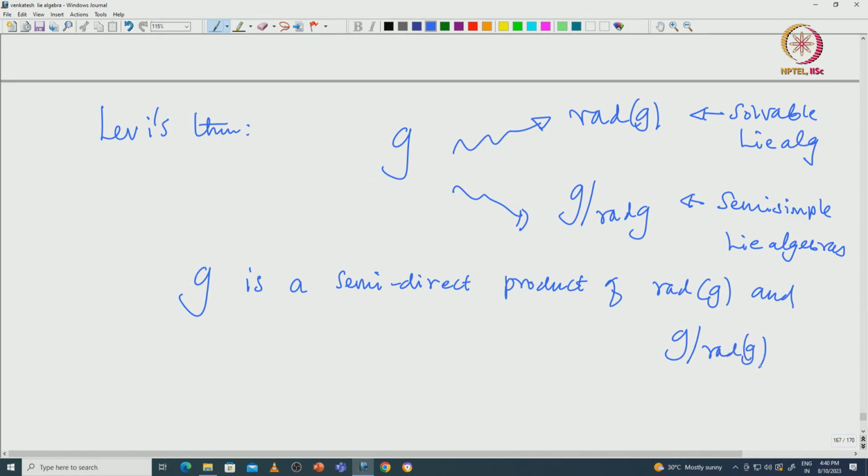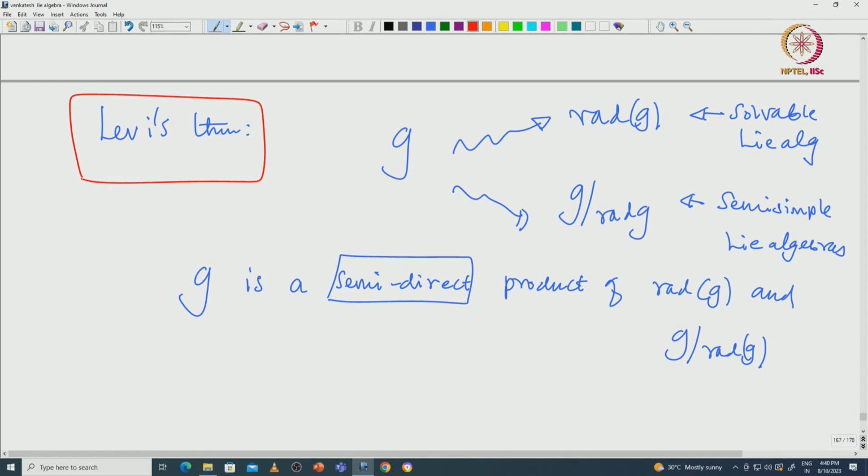Okay. So, note that radical G is an ideal inside G, but for G modulo radical G, there will be a copy of that inside G as a subalgebra. So, this G modulo radical G will naturally act on radical G, and then using that action one can define the semi-direct product, and that semi-direct product will be isomorphic to G. That is what Levi's theorem says.